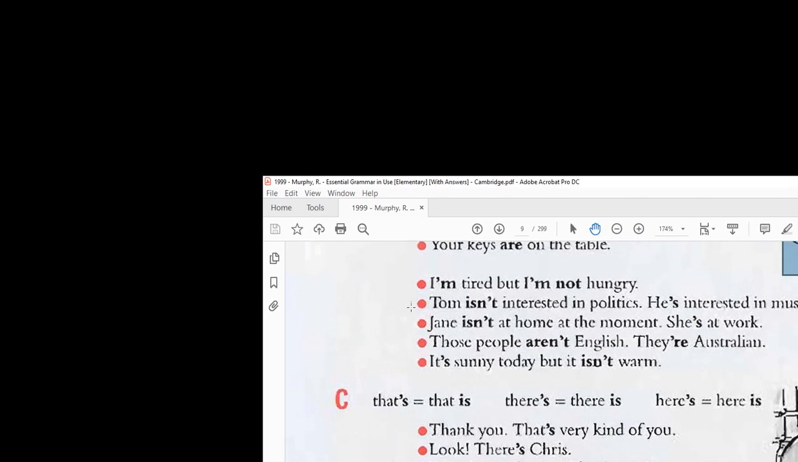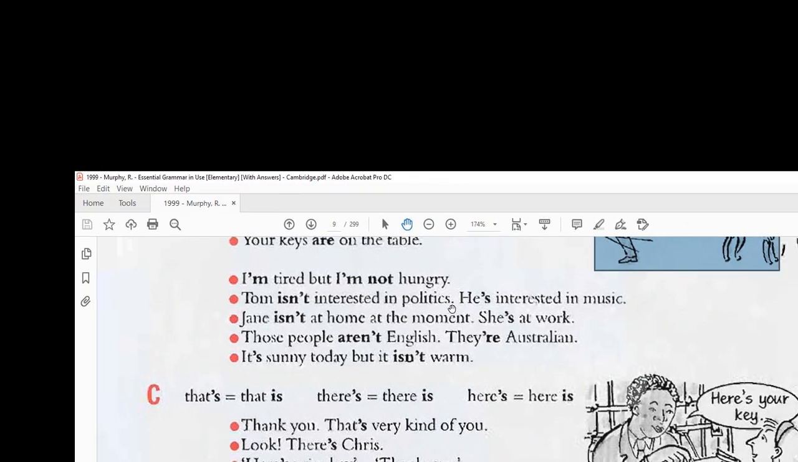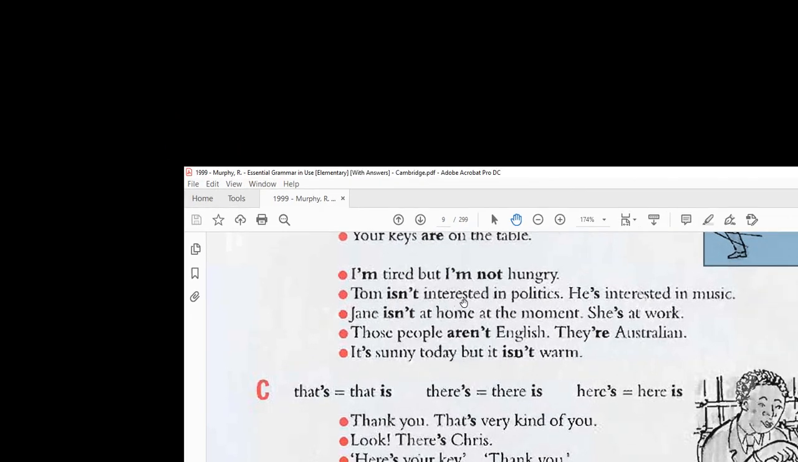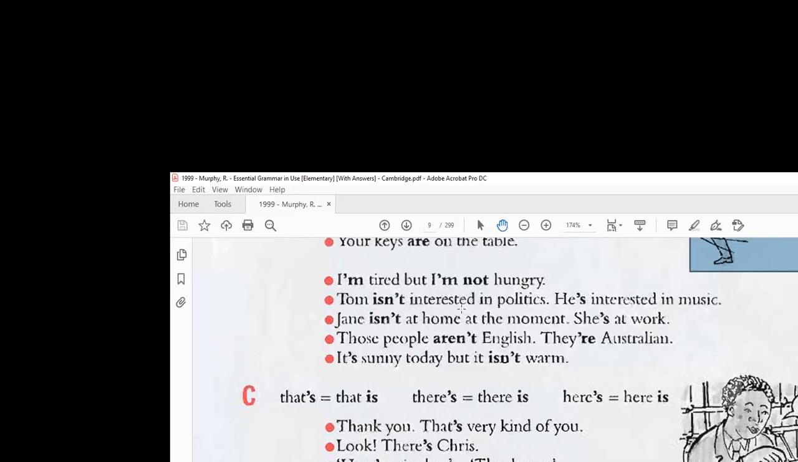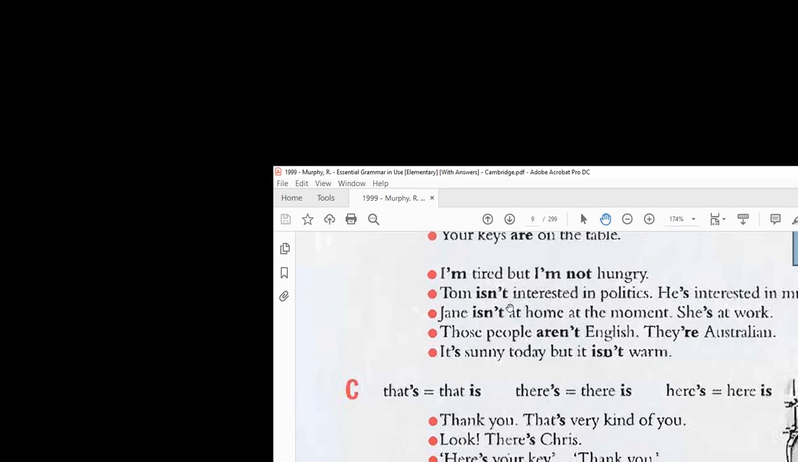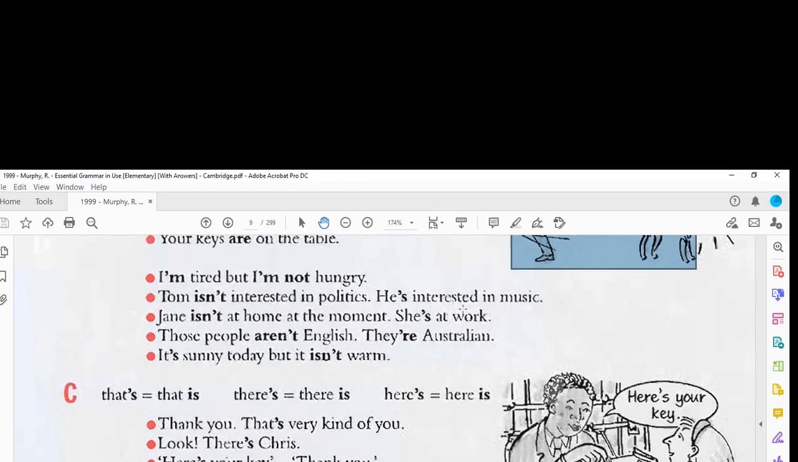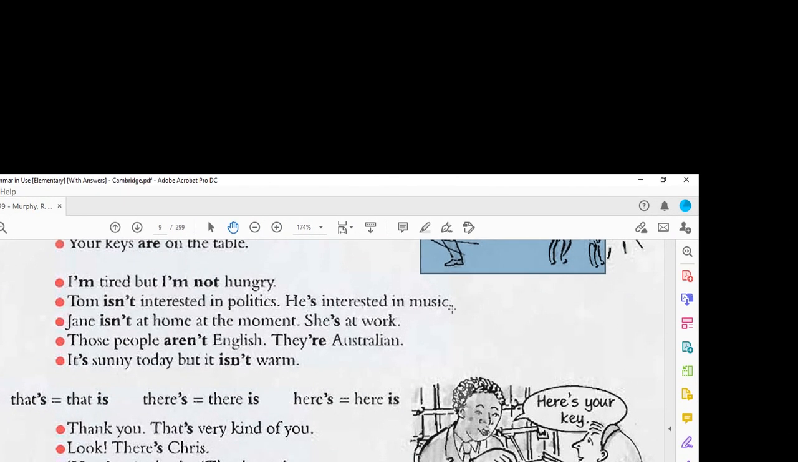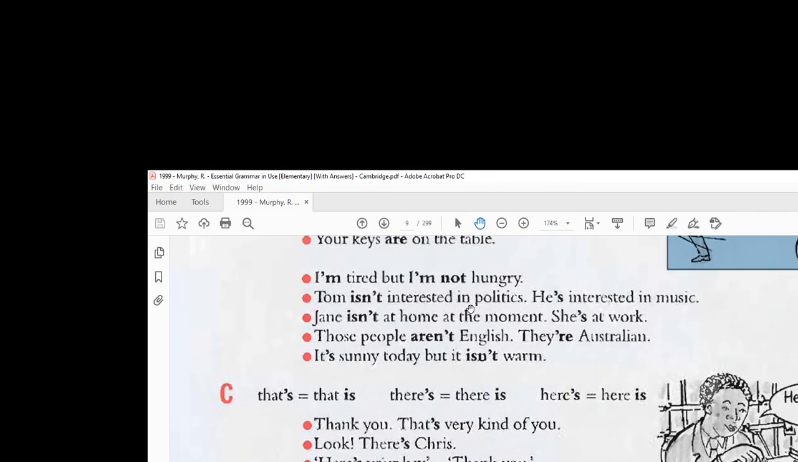Now let's go back to the reading. Tom isn't interested in politics. Okay, so this is very contrasting. If you have a positive sentence, on the second sentence you have a negative one. If you start with a negative sentence, the other sentence would be in a positive way. Let's see. Tom isn't interested in politics. Yes, interested. Remember the pronunciation is interested. Interested in politics. He's interested in music. Now this word, music, yes, music. All right, Tom isn't interested in politics.